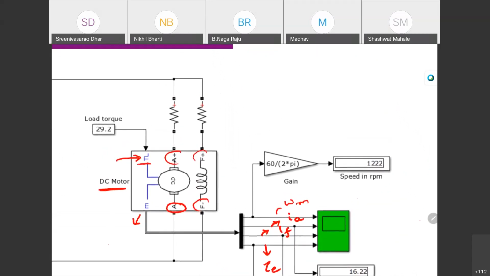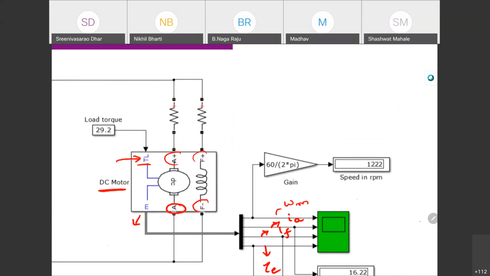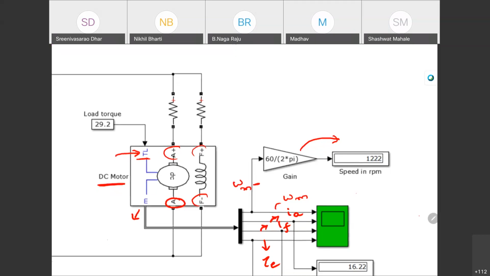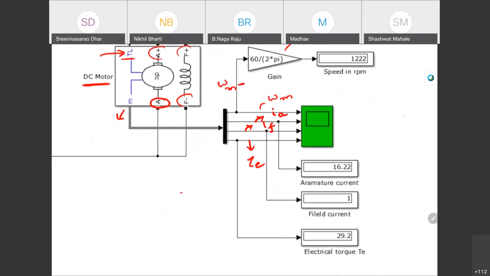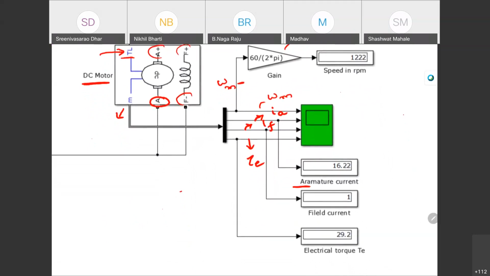I used a gain of 60 by 2 pi to convert omega m into RPM, so that is 1222. Clear? So the second one is armature current, the third is field current, and the last one is electromagnetic torque, right?